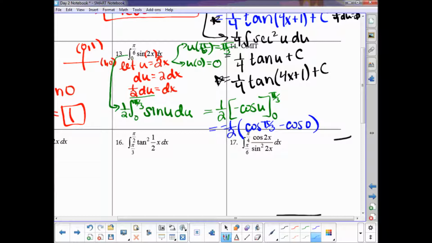Alright, so again, going back to our unit circle. What's cosine of pi over 3? Very good. And what's cosine of 0? Is it 0 or is it 1? 1, good. Big catch. Alright, so we have 1/2 minus 1, which would give me a negative 1/2, right? So do we agree with positive 1/4 overall?